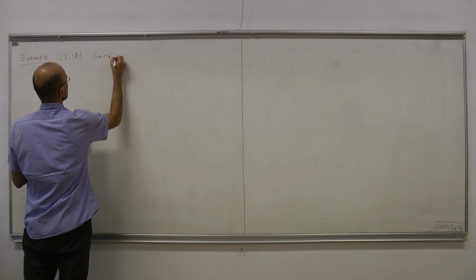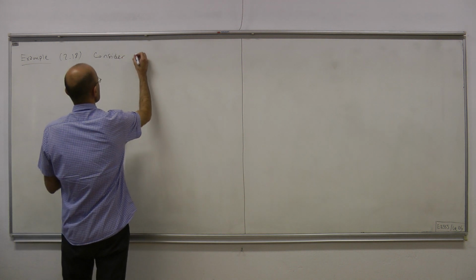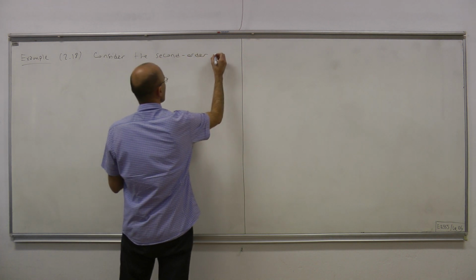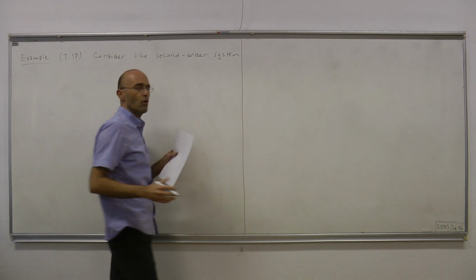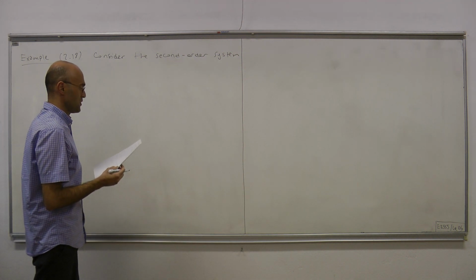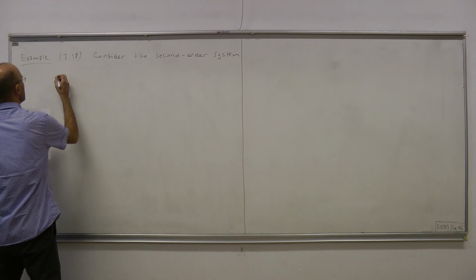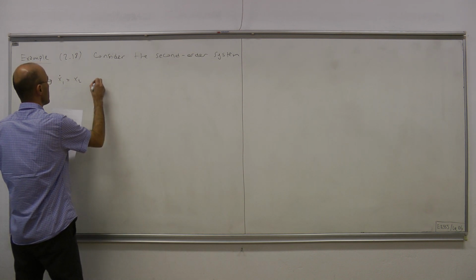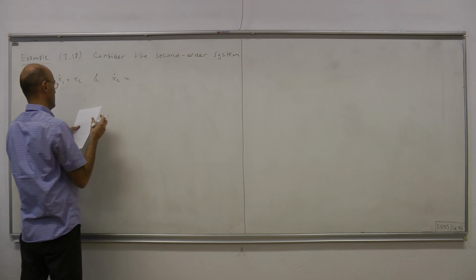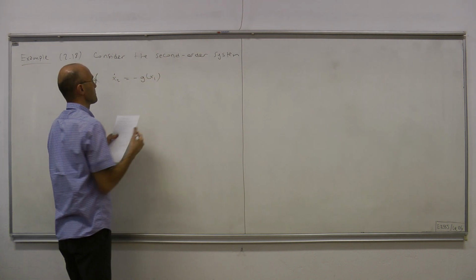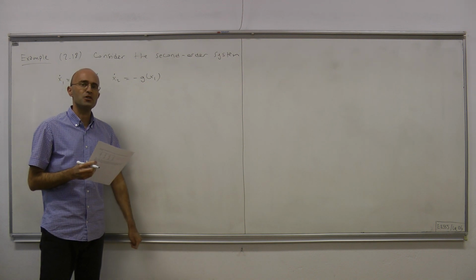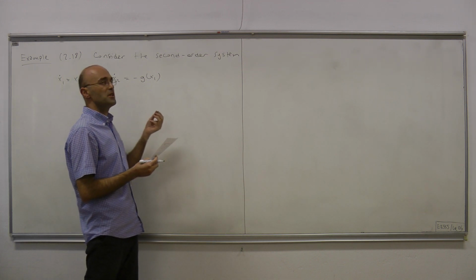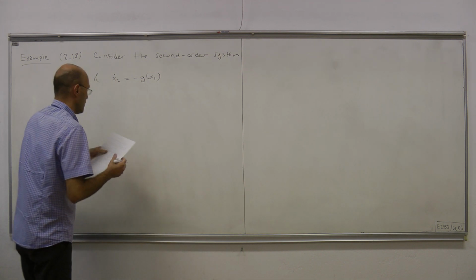Consider the second-order system, or a class of second-order systems, because we're not directly giving the exact equations, but we give a class of equations by putting some constraints on this function g. We don't explicitly define g, but we give what properties g satisfies.